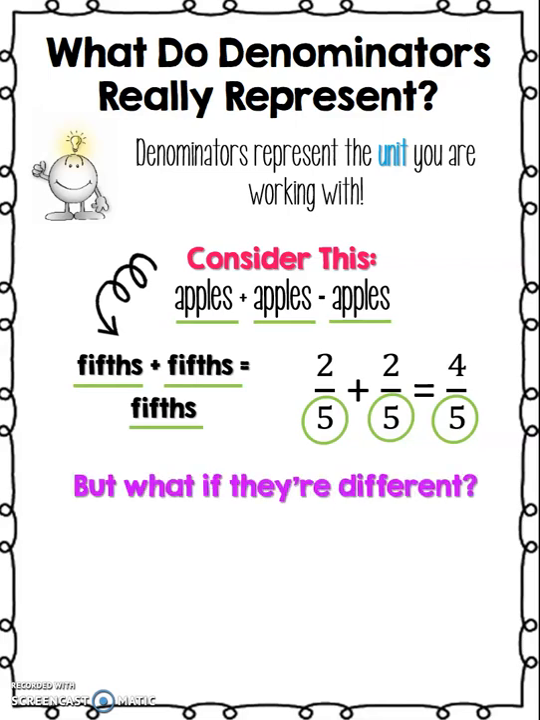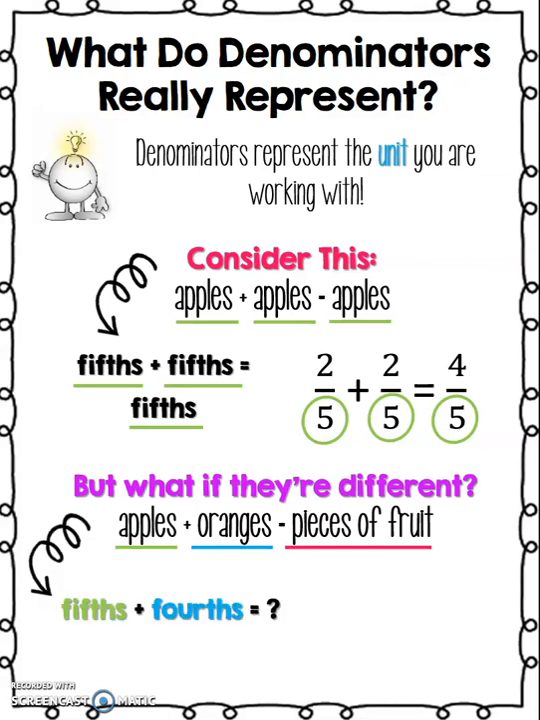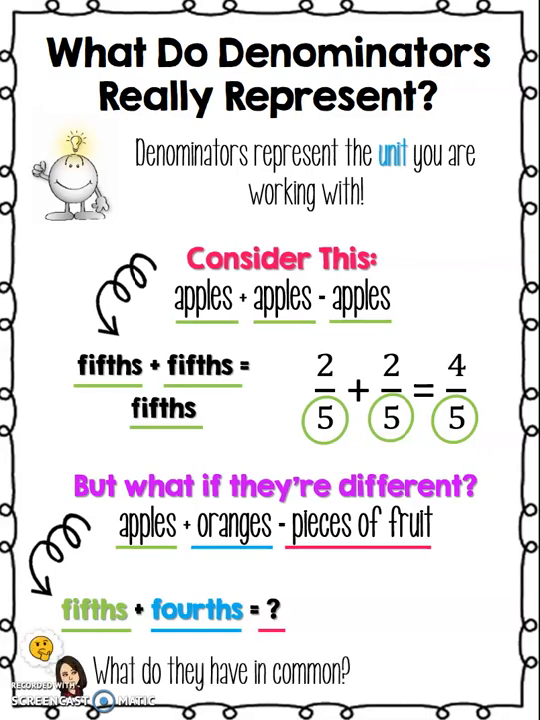So let's take a look again at what happens if they're different. So again, we had apples plus oranges, and we knew we needed something they had in common, so that gave us pieces of fruit. So if I transfer that thinking to a fraction question, now maybe I have fifths plus fourths, but I'm not quite sure yet what their something in common is. So I need to think, what do fifths and fourths have in common? This is why when you're adding and subtracting fractions with different denominators, you have to find a common denominator, because you're really finding a common unit.